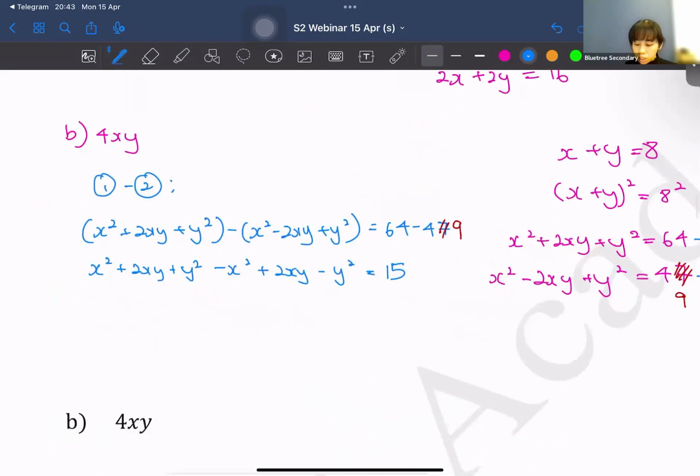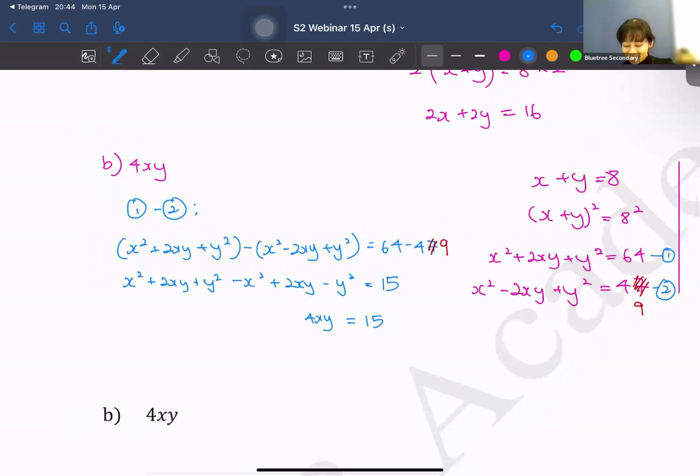On the left-hand side of your equation, essentially your x squared will cancel out with your x squared, and your y squared will cancel out with your y squared. All you're left with is 2xy plus 2xy, which is 4xy. And this equals 15. So the answer for part B is 15. Yes, sorry, I also just saw that 7 squared is 49. Thank you for highlighting that.